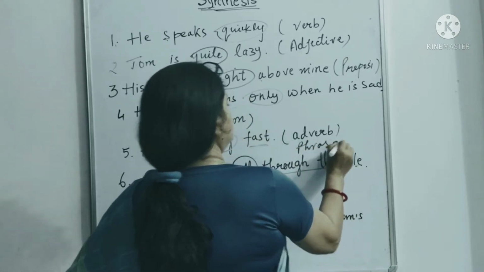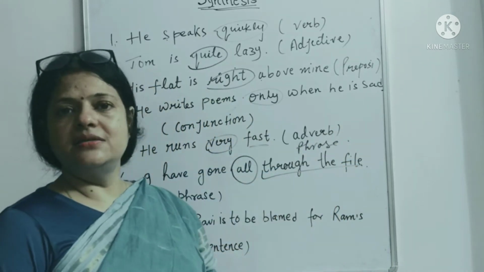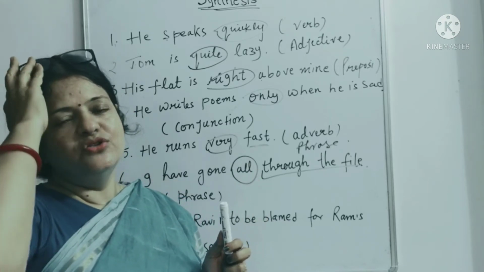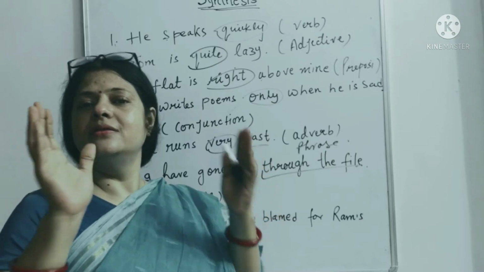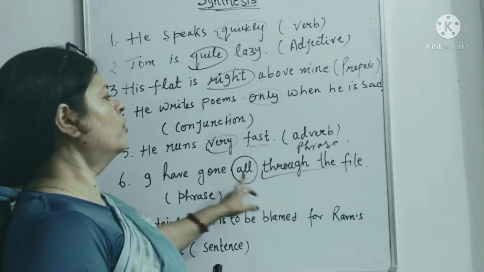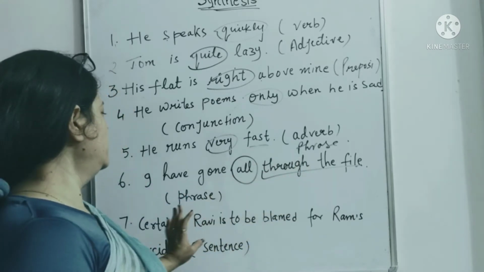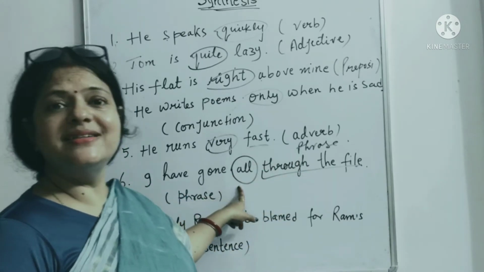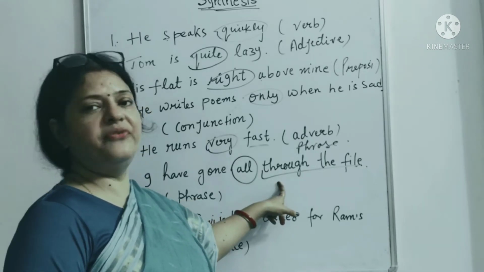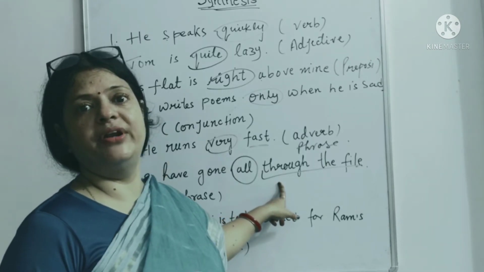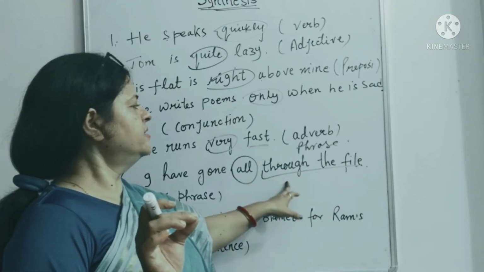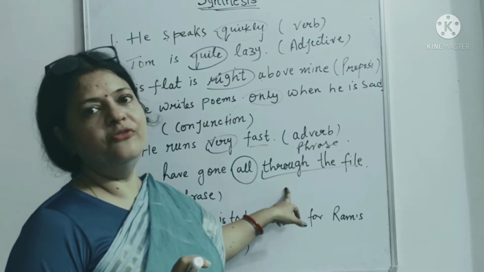A phrase is a group of words without a verb. Understand? So when there is no verb in some group of words, it is called a phrase. So I have gone all through the file. It is a phrase. So we can see that an adverb also modifies a phrase by coming in front of it. So it is modifying this whole phrase.